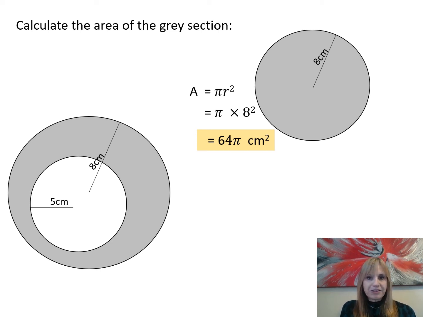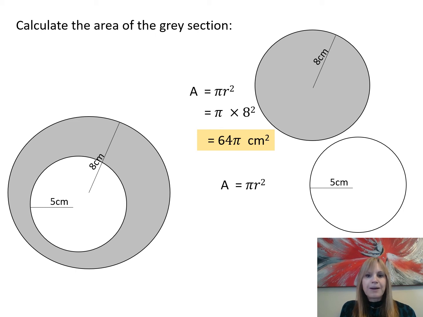So the second part of this question, I'm going to find the area of the white circle. I can see the white circle has a radius of 5 centimetres. So again, using my formula, area is pi r squared. Pi times 5 squared is 25 pi.